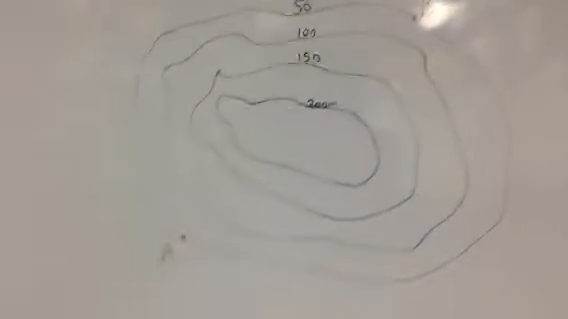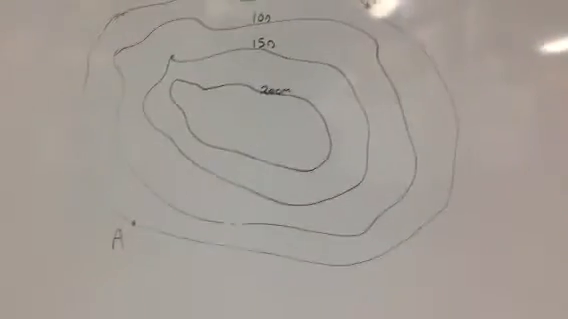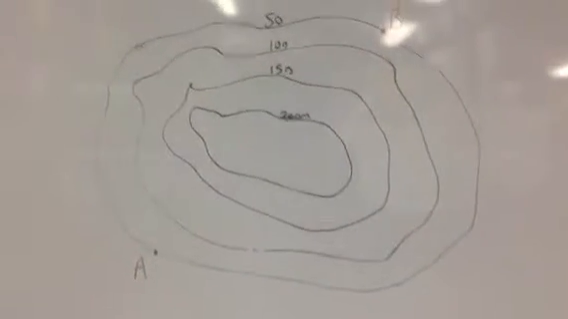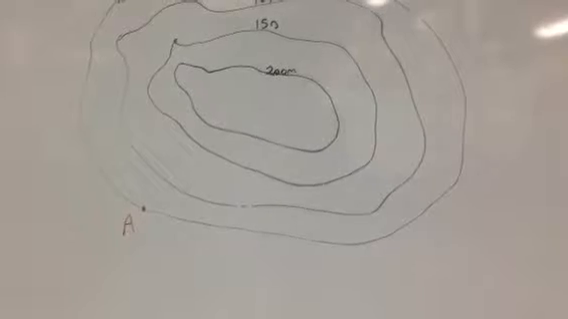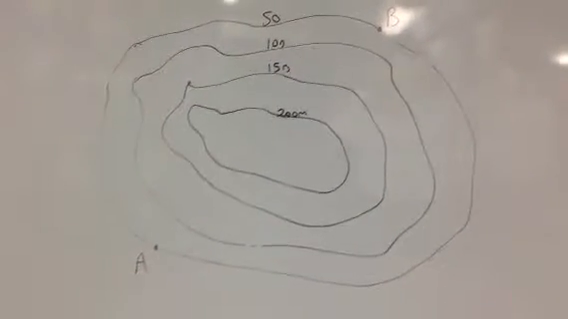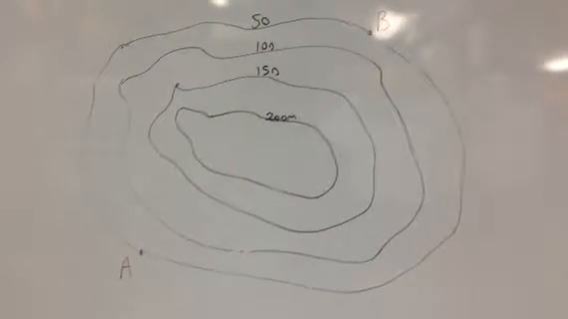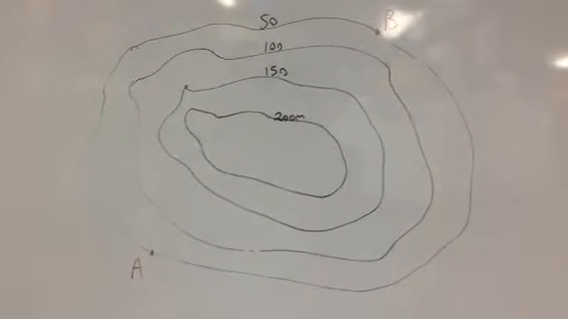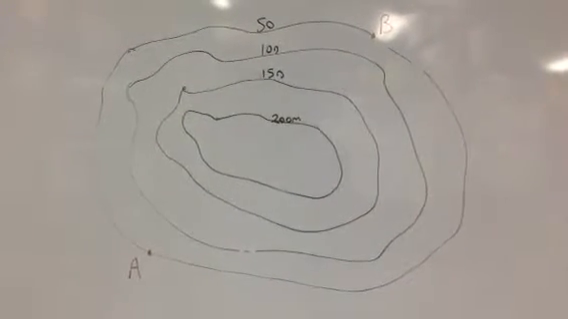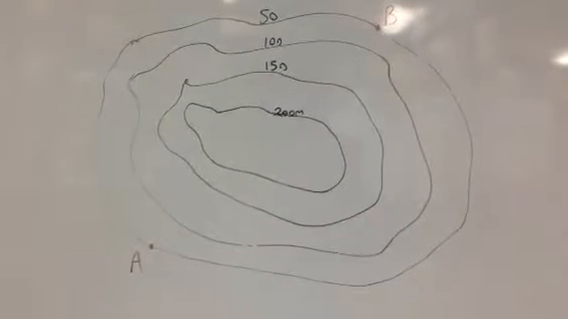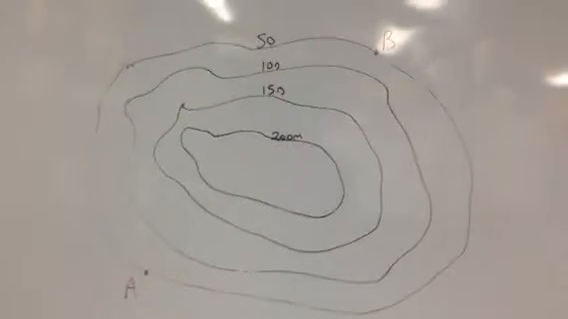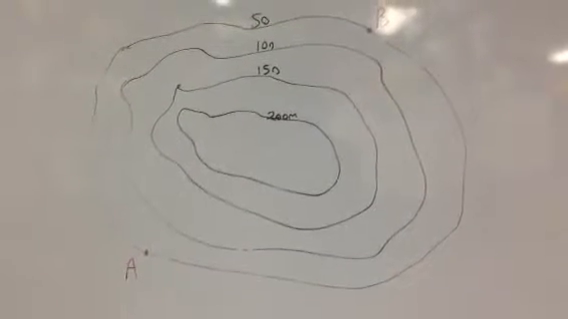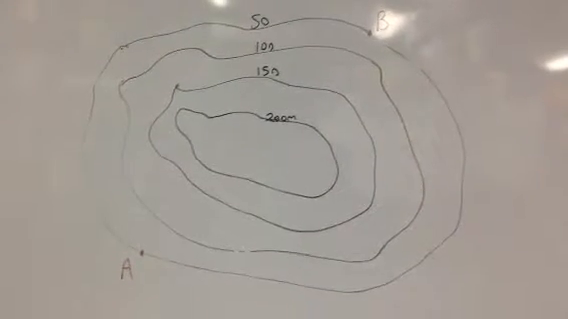Now there's a few things to do when you draw a cross section, and I'm going to take you through each one step by step. Most cross sections will ask you to go from one point to another, so either X to Y or A to B, and it'll be labeled. So in this case, we're going to go from A to B, and you see where A is and you see where B is.